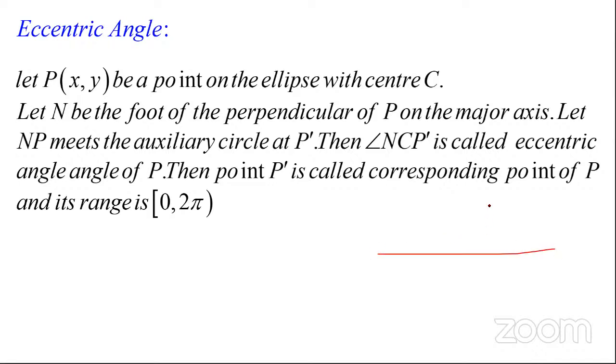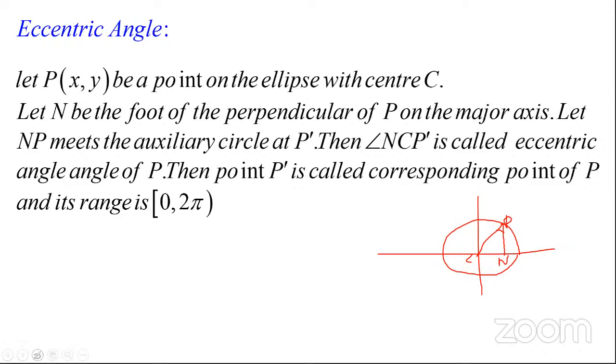So what is being said here? What is the auxiliary circle? To draw the auxiliary circle, this is the center C, I'm drawing like this, this is N, and this is P dash. Okay, so this angle is the eccentric angle.